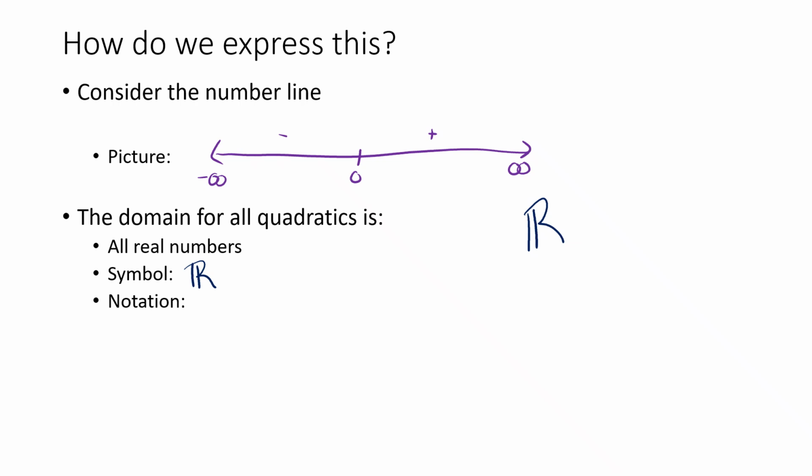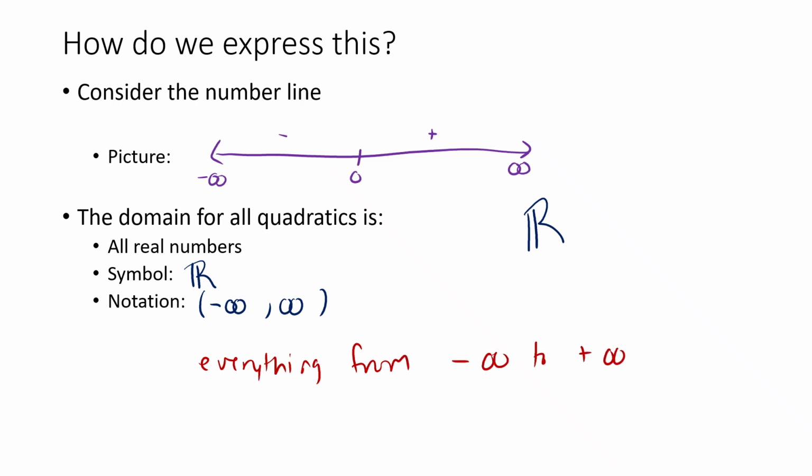But here's the notation. You use the parenthesis notation that we would use for ordered pairs, but this is something different. It's called interval notation. What you do is you put in negative infinity on the left and positive infinity on the right. What that notation means is everything from negative infinity to positive infinity.